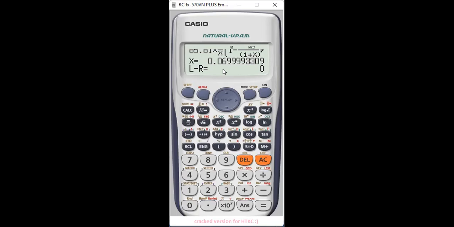So I hope now you have fully understood the concept of how to solve the problems with the support of a scientific calculator.